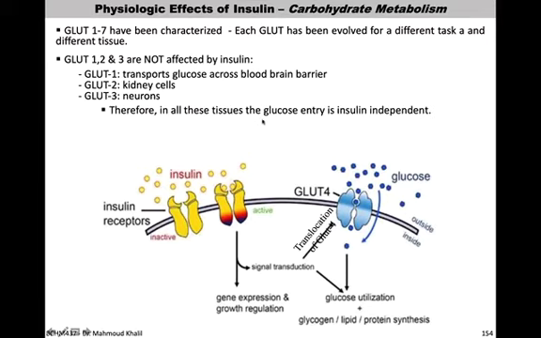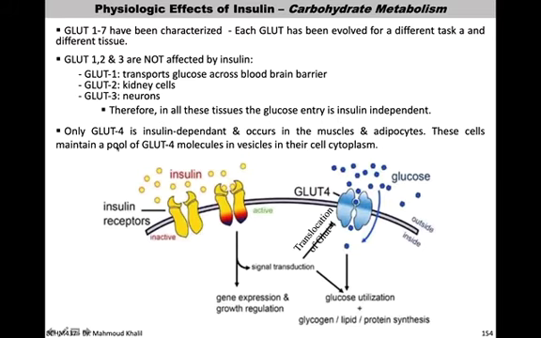Therefore, in all these tissues, the glucose entry is insulin independent, while GLUT4 is insulin dependent and occurs in muscles and adipocytes. These cells maintain a pool of GLUT4 in vesicles in their cytoplasm. In other words, these types of cells have GLUT4 already made and ready in the cytoplasm, bound to vesicles, and once it is needed, it is recruited to the plasma membrane for the uptake of glucose.